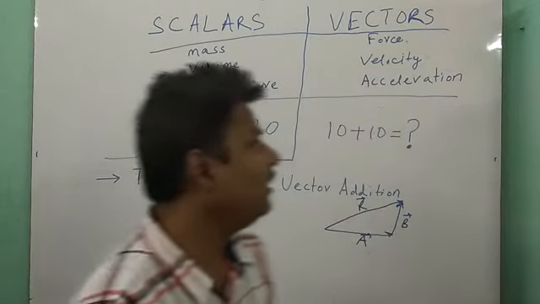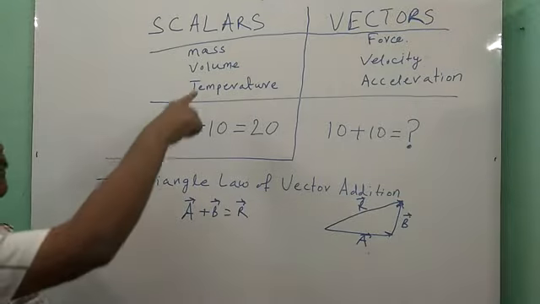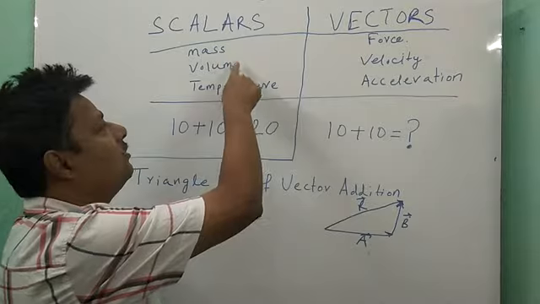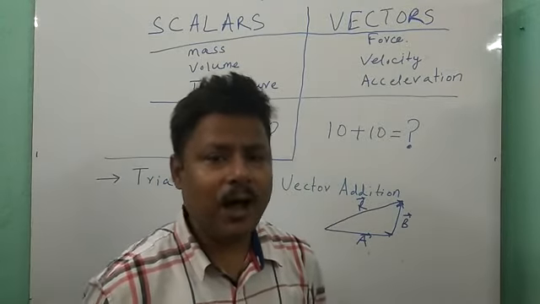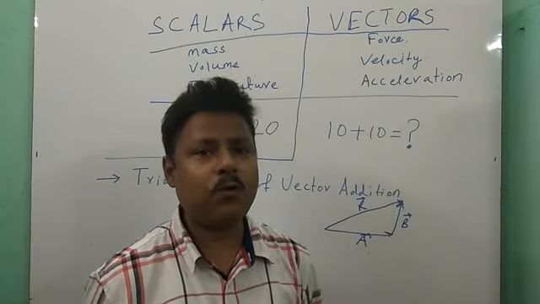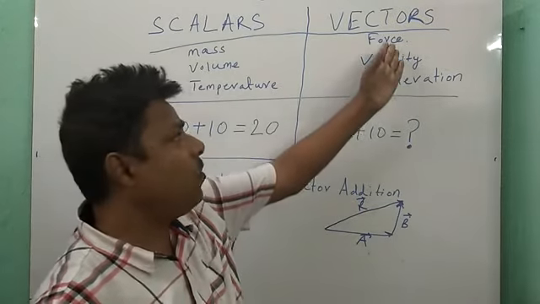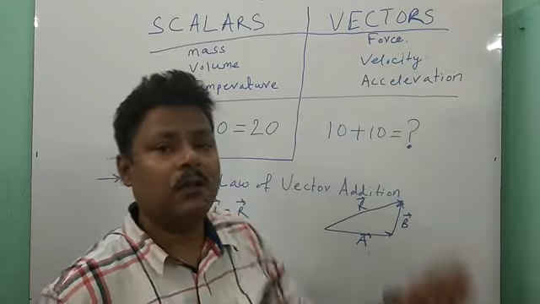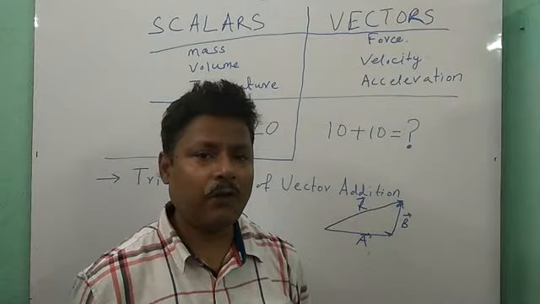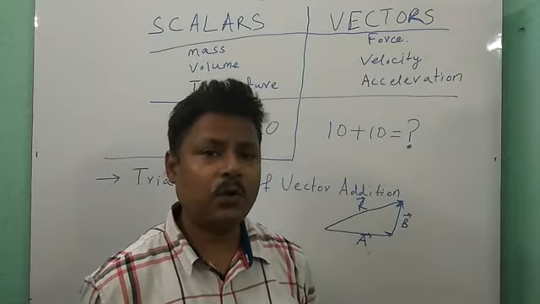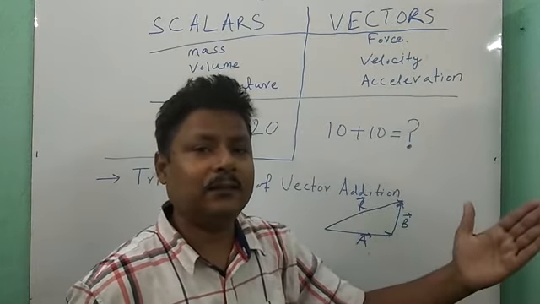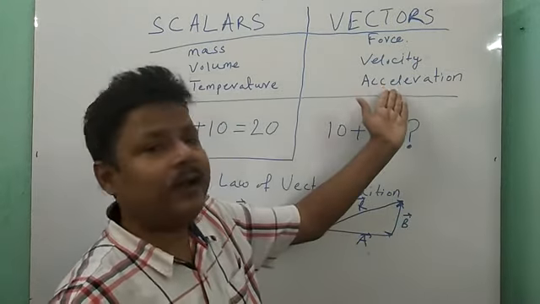Now let us see, as you can see, some examples of scalars and vectors. Mass, volume and temperature are examples of scalar quantities. And force, velocity and acceleration are examples of vector quantities. So you see, these quantities are associated with a particular direction. So that is why they are called vectors.